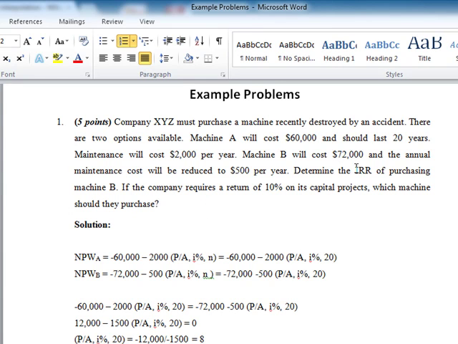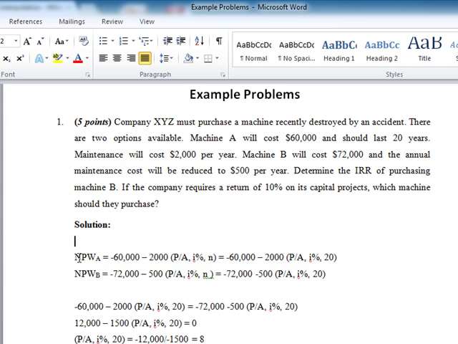So first we need to determine the internal rate of return, and we need to compare that internal rate of return with the 10% return that the company requires on all its projects, and based on that we need to make a decision regarding which machine to buy, right? So first thing we need to do in this problem is calculate net present worth for both the options. So I have written a formula here.